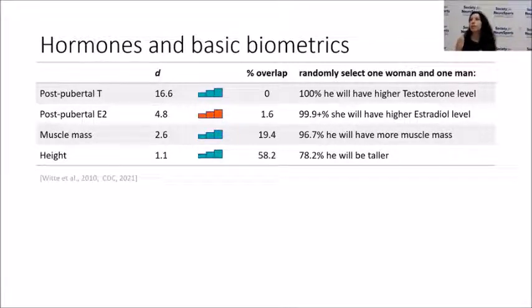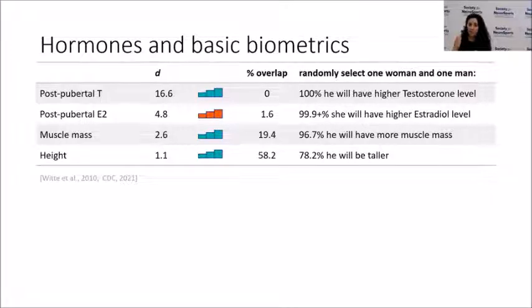That means if you look at the general population of humanity, and you randomly select one man and randomly select one woman from the general population of humanity, there is a 100% chance that he's got a higher testosterone level than her. On the other hand, if you look at estrogen levels, there's almost a 100% chance that she is going to have a higher estrogen level than him. He's also substantially more likely to have more muscle mass and to be taller.